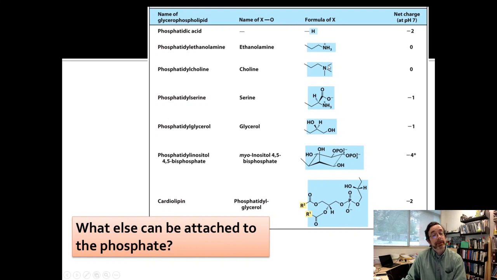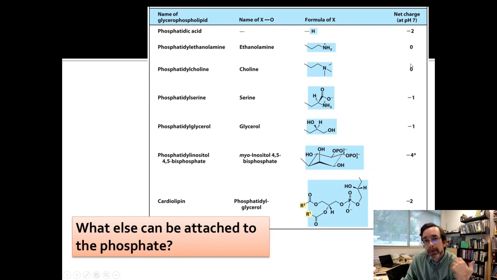And by the way, there is a slight mistake here, that you should be able to see that there's a positive charge on the nitrogen. Choline itself is positively charged, so that the net charge at pH 7 is going to be zero. I believe in your edition of the book this is fixed. Make sure it's fixed, because choline should look just like ethanolamine. It's a nitrogen with four substituents that has to be positively charged. The reason why the net charge is zero is because it's attached to a negative phosphate.